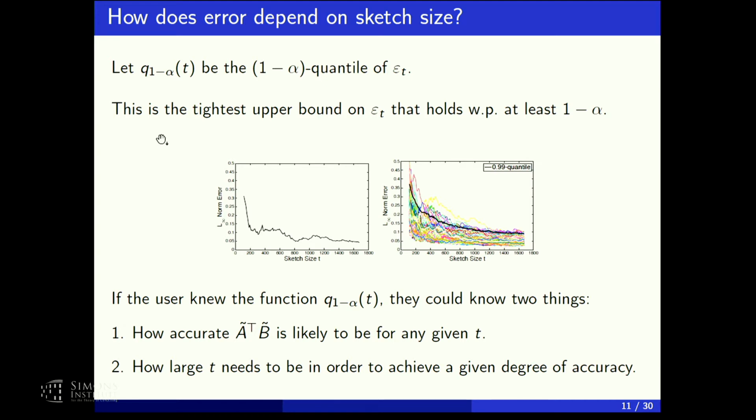And if we had access to this quantile function, we could do two things with it. So for a given sketch size, it gives us a particular bound with high probability. But there's another way we could use it, which is sort of in a predictive sense. So if we have some error tolerance that we'd like to achieve, this quantile function will allow us to look ahead and forecast what sketch size we'll need to get to in order to achieve that. So both of these, I think, are interesting.